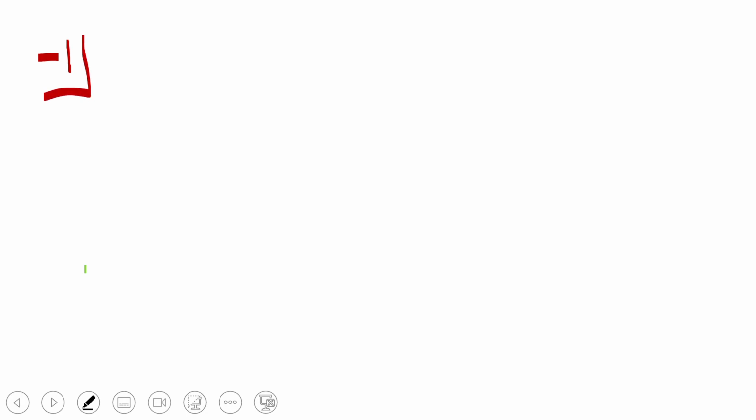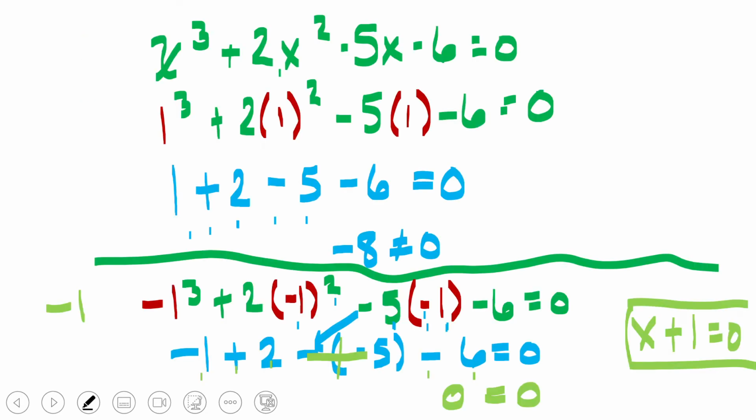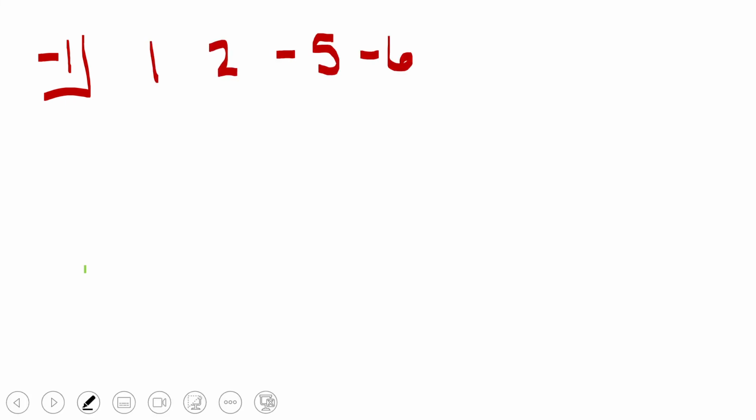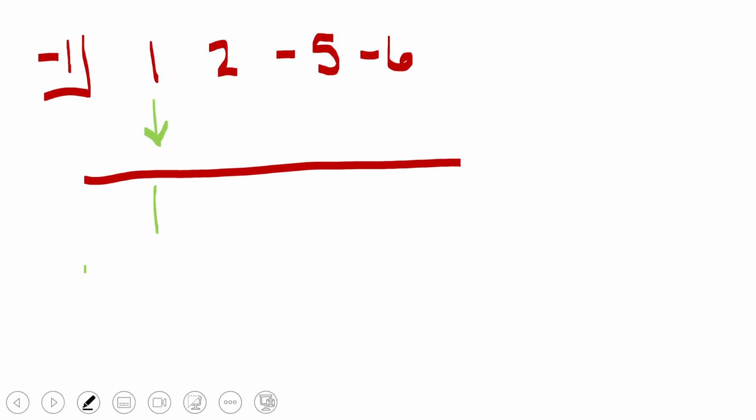So now we use synthetic division with negative 1 as a 0 to decompress our polynomial. If we go back, we're going to pull a 1, a 2, a negative 5, and a negative 6 to set up our synthetic division, and use our 0, negative 1. Remember, this comes down to start.